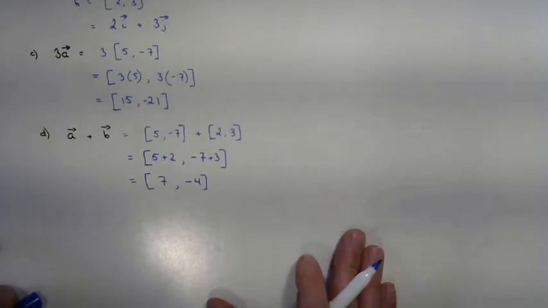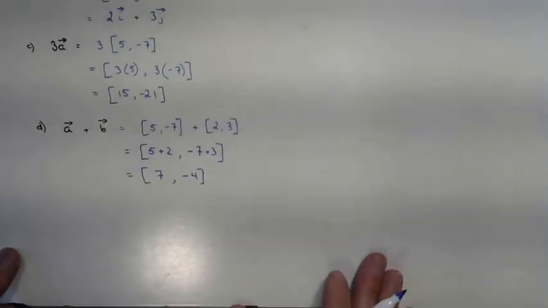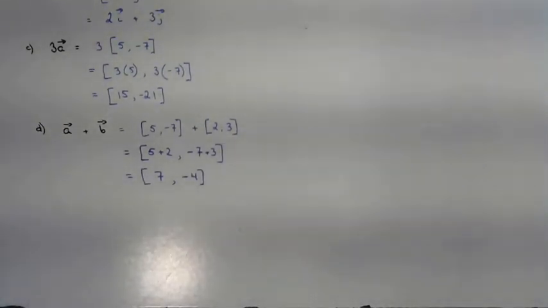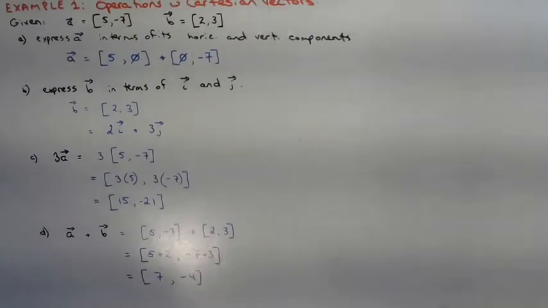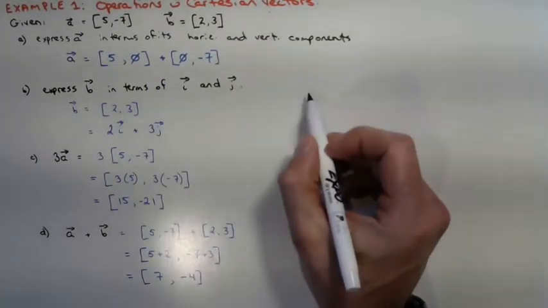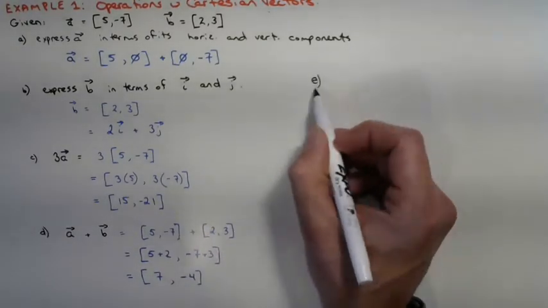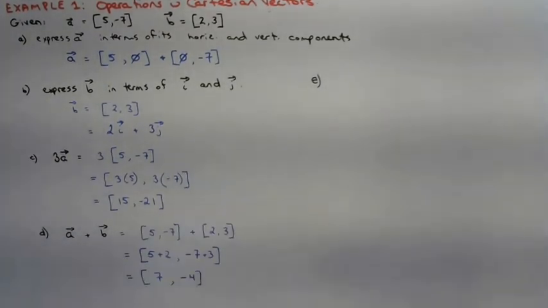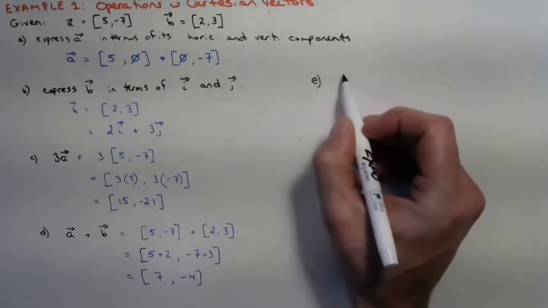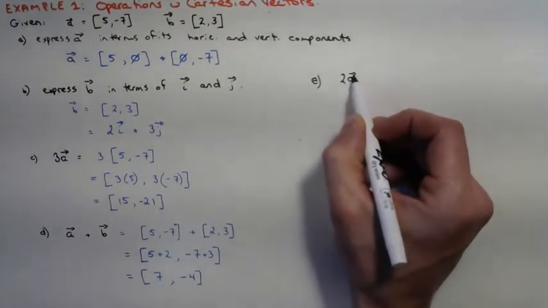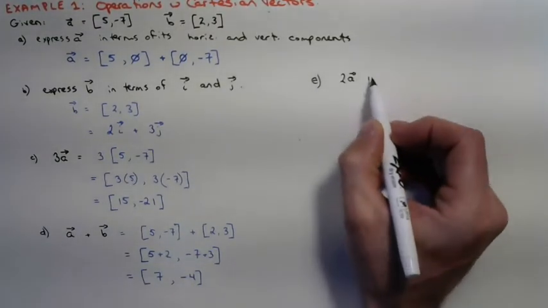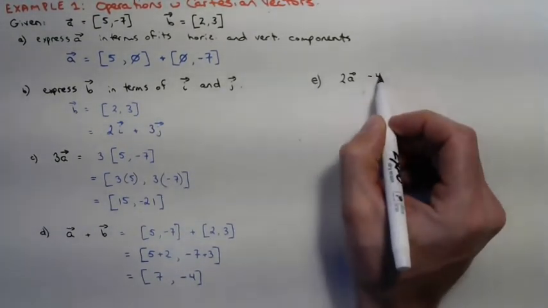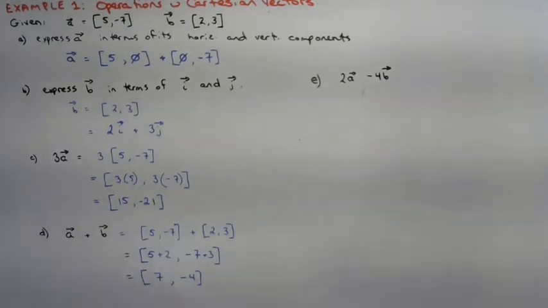Scroll that up, so you have a bit of a glare there, you can't even see it. And a few more here. I'll move across the page here. We'll do E over here. In E, we are going to use position vectors A and B to get a new vector, which is 2A minus 4B. So a couple things going on here.